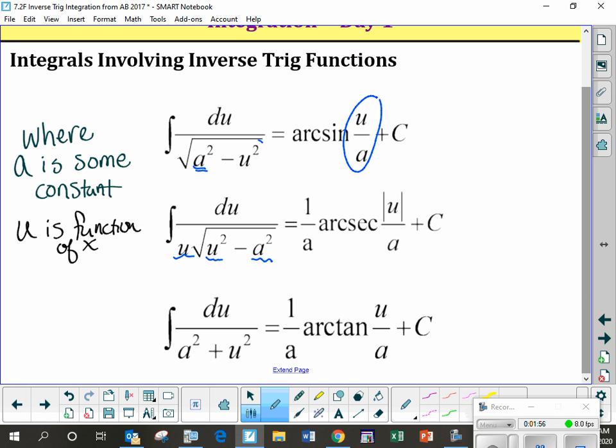So notice the commonality, they're all u over a. For arcsecant, we've got to be careful with that domain, so it needs to be an absolute value of u. Arcsine does not have the 1 over a, but the other two do. So enough said on that. Let's try some problems.